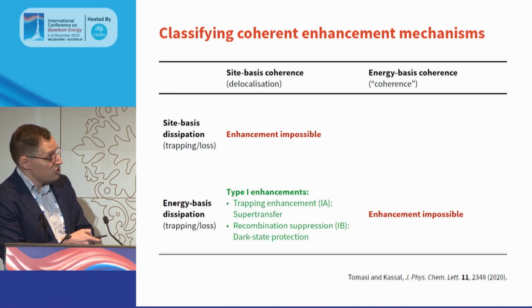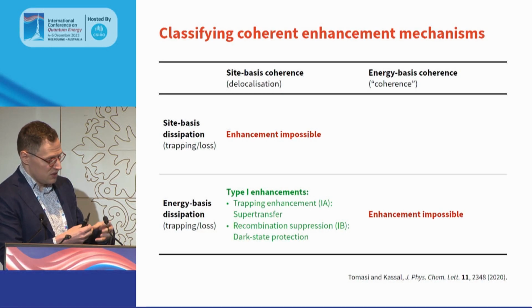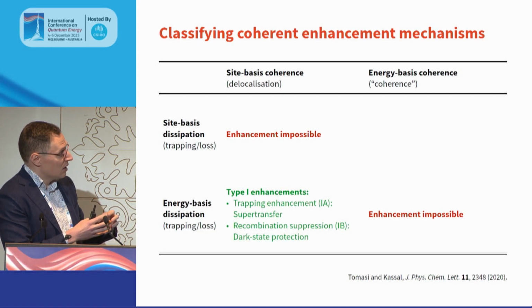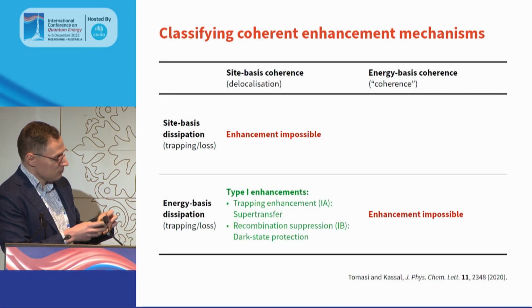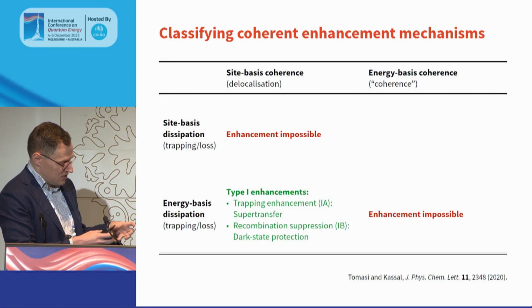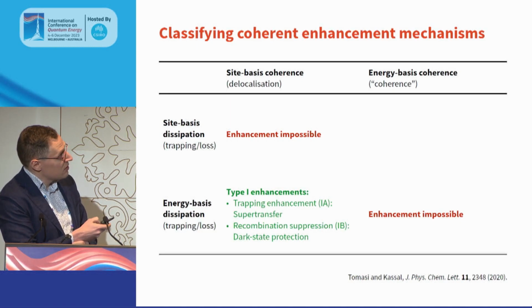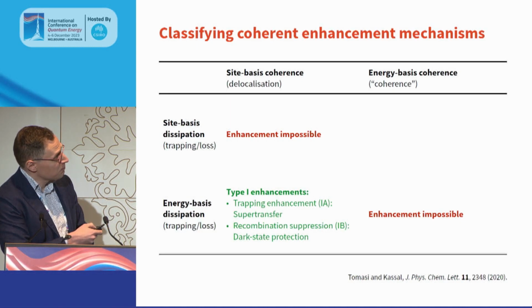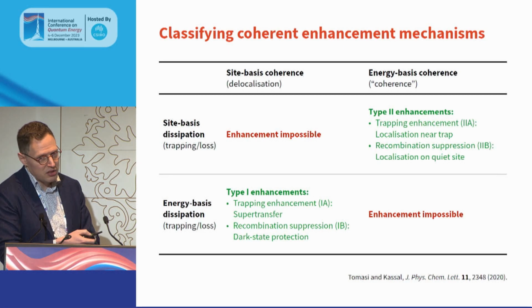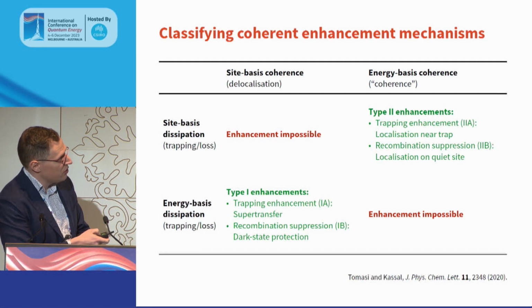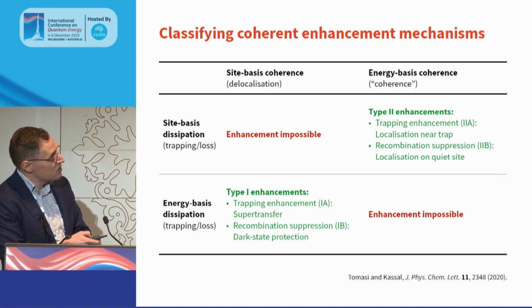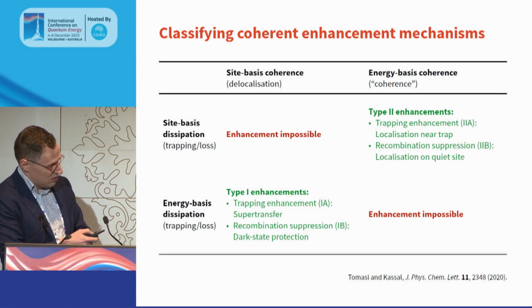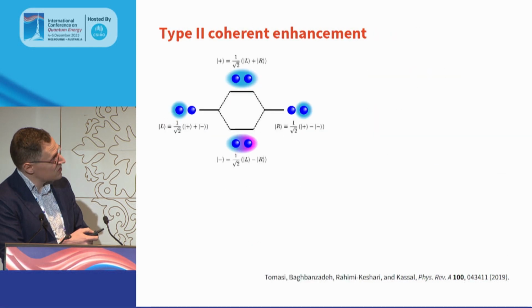That's where you have dissipation in the energy basis. This means that the trapping and loss happen from these eigenstates, whereas the coherence is in the site basis. So that's just delocalization. The other possibility that no one had really thought about before we tried to put this table together is what we're calling type 2 enhancements. And those are the ones that we've kind of discovered as a result of this.